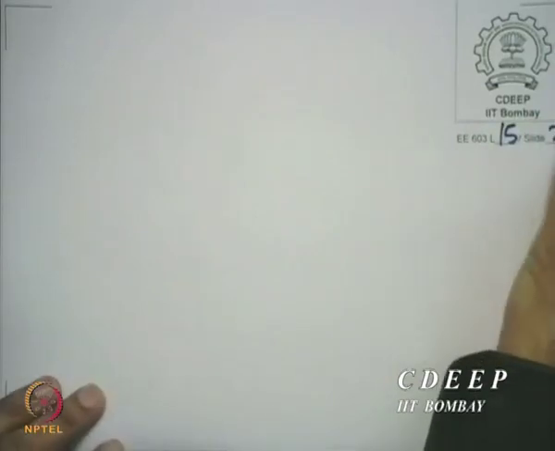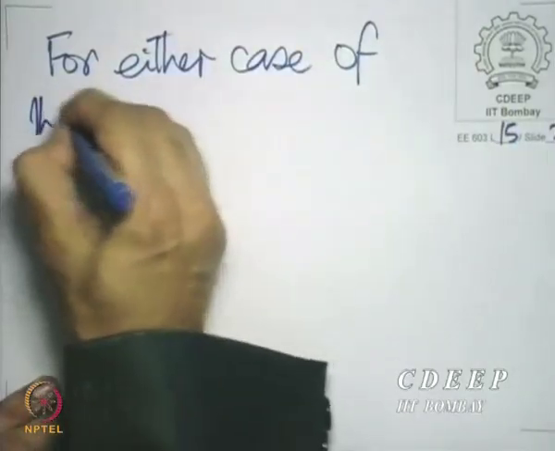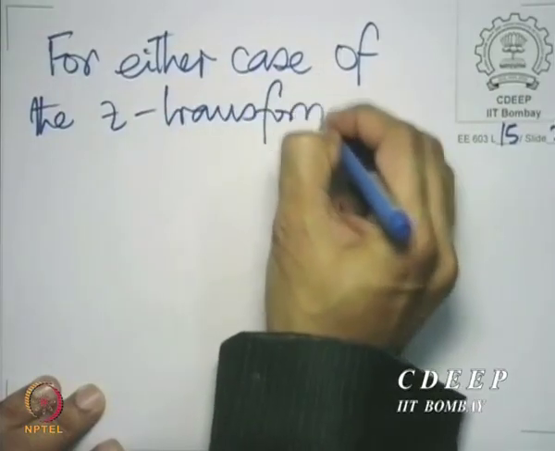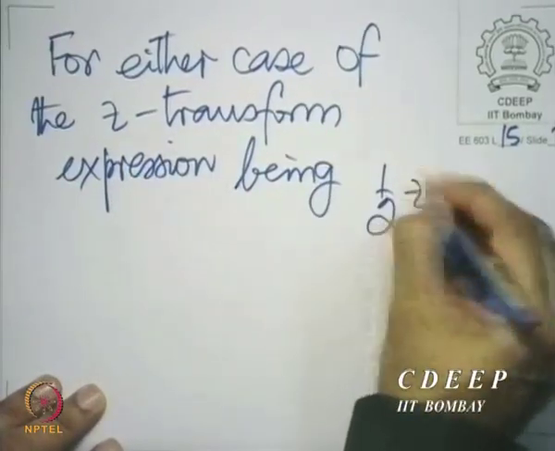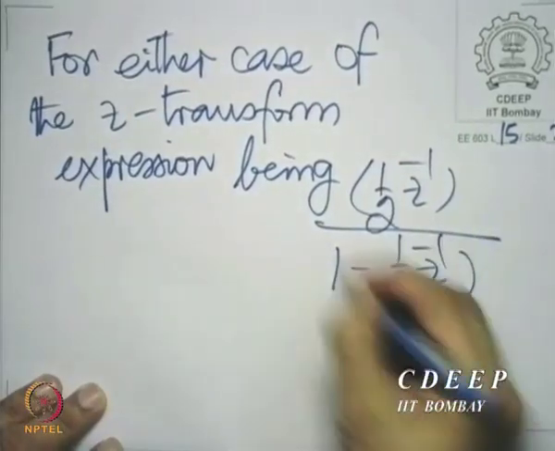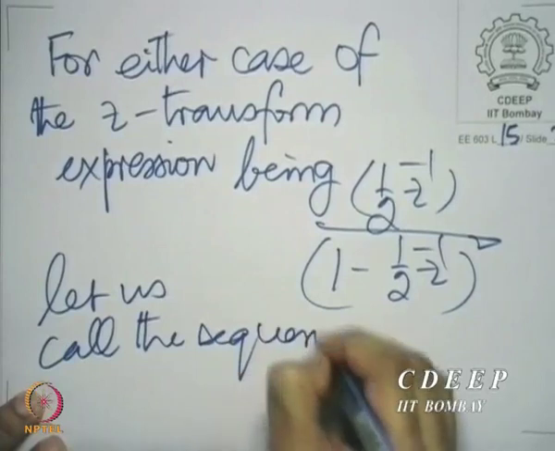Now, let's give these sequences a name. Depending on the region of convergence, either you have the first or the second sequence for half Z inverse by the same denominator. So, let us say, in either case, the Z transform expression being half Z inverse divided by 1 minus half Z inverse squared, let us call the sequence g[n].